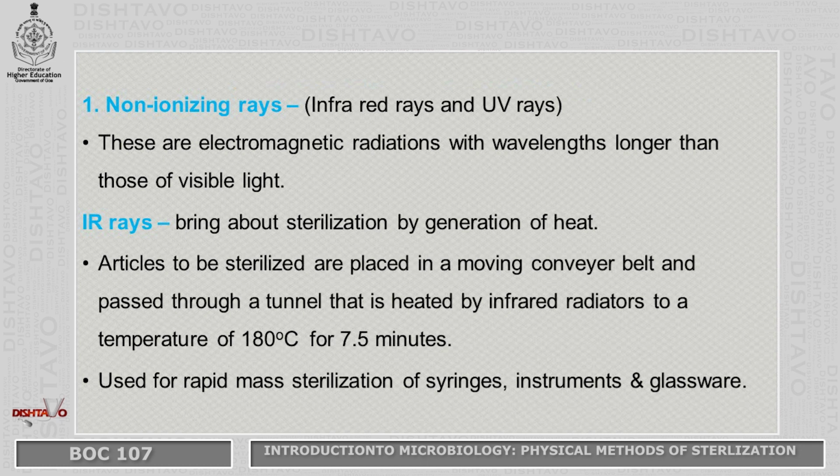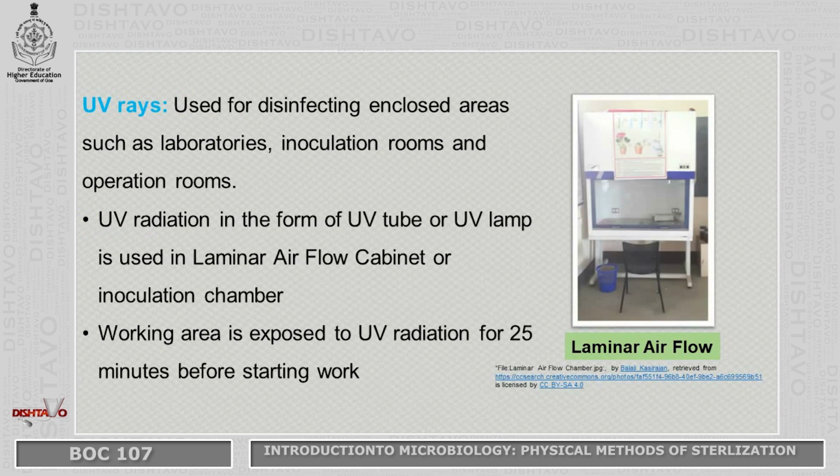Now coming to the non-ionizing rays, that is infrared rays and UV rays. These are electromagnetic radiation with wavelength longer than those of visible light. Infrared rays bring about sterilization by generation of heat. Articles to be sterilized are placed on a moving conveyor belt and pass through a tunnel heated by infrared radiators to a temperature of 180 degrees Celsius for 7.5 minutes. Used for rapid mass sterilization of syringes, instruments and glassware.